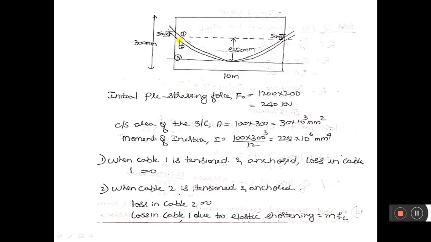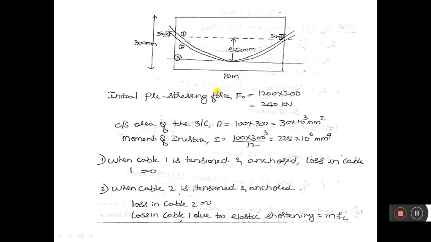Now coming to the second cable. The second cable has 0 eccentricity at the support. So here it is 0 eccentricity at the support, and at the midspan it has an eccentricity of 50 mm below the centroidal axis. So this is cable 2, a parabolic cable with 0 eccentricity at either support and 50 mm eccentricity at the midspan. This is cable 3, which has a constant eccentricity of 50 mm below the centroidal axis. We should calculate the percentage of losses of prestress when cable 1 is pulled, when cable 2 is pulled, and when cable 3 is pulled.